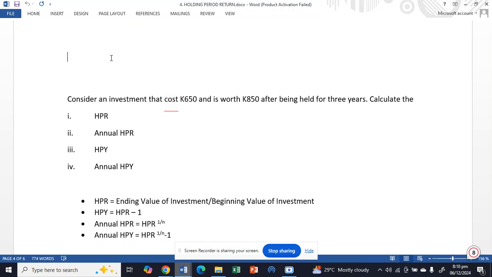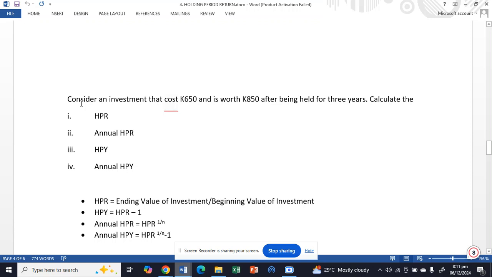Holding period return: the return you get from an investment or a security after a certain period of time. Now, the HPR (holding period return) and HPY (holding period yield) basically tell us the same thing. It's just that the holding period return is given in a numerical format and the holding period yield is given in percentage format. As I said, they're just showing us how much our investment has increased or decreased.